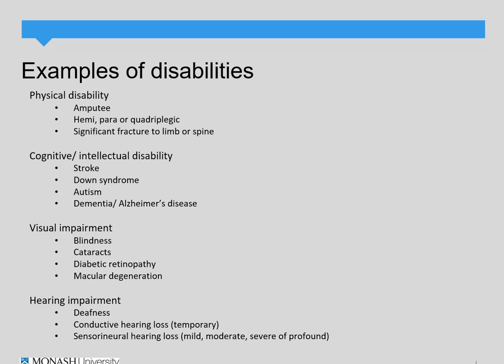And I'll give you a website where you can actually have a listen to that as well. We may have someone who's got a conductive hearing loss, which is temporary, maybe as a result of surgery or injury to the ear, but that's temporary and they'll get it back. Or sensorineural hearing loss, which is actually the brain's interpretation of the sound that is a problem.